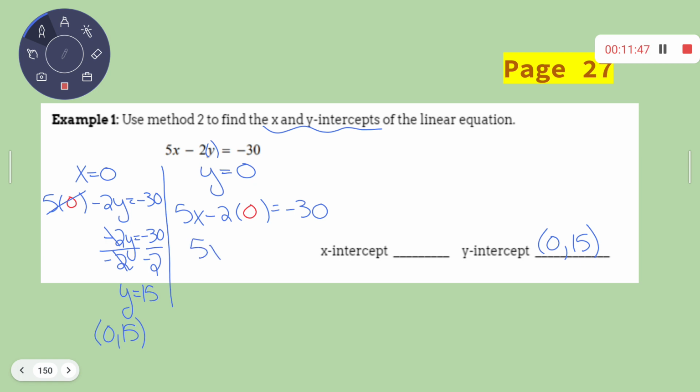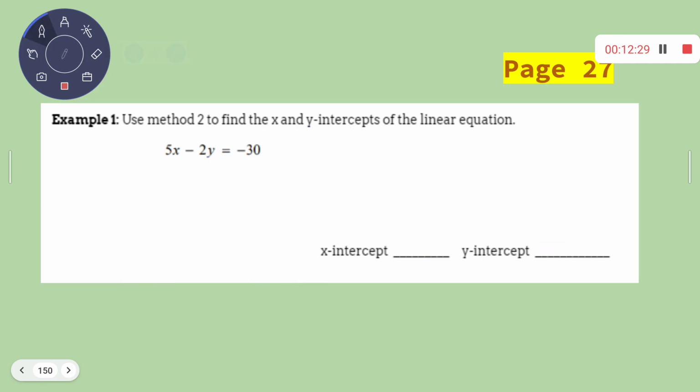So this is just going to be 5x minus 0 equals negative 30. And again, I can just ignore that 0 and say 5x equals negative 30. Divide both sides by 5. And I get x equals negative 6. So this is the coordinate point, negative 6, 0, which is the x-intercept. I have an x value, but my y is 0. Negative 6, 0. Now, if I wanted to graph this line, I would just graph both those points and draw a line.